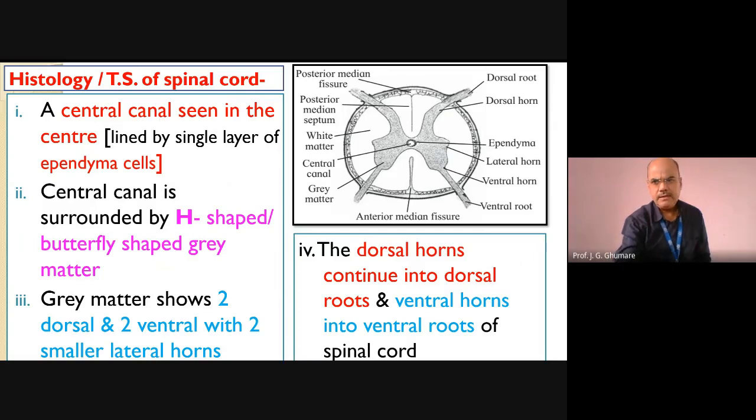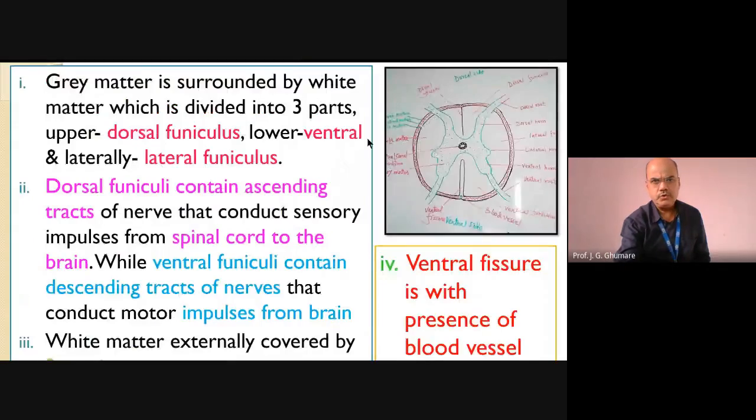underdeveloped here. Next, same diagram, the hand sketch diagram that I'm showing here. Gray matter is surrounded by white matter. See here, this is the white matter. And this white matter, because of the specific arrangement of gray matter, will be divided into three parts: upper part, side part, and lower part. Dorsal funiculus, ventral funiculus, and lateral funiculus. Remember, the upper side will have the dorsal funiculus, laterally we'll have the lateral funiculus, and the lower side will have the ventral funiculus. Okay.